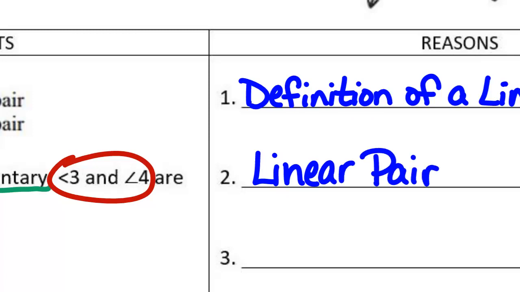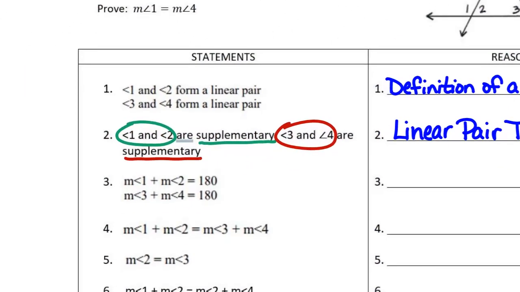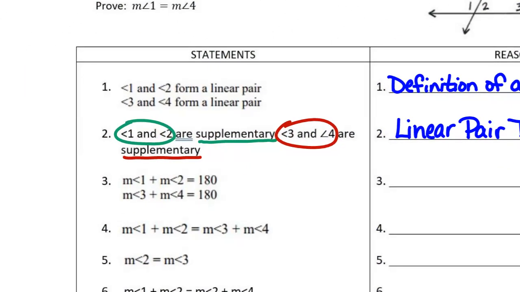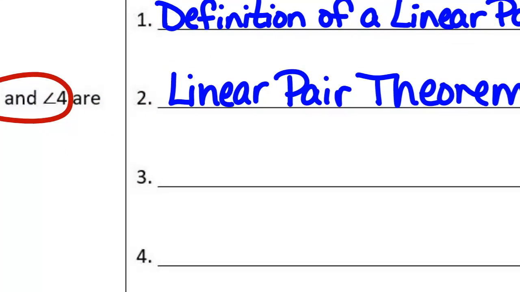What'd you say? Means they add up to 180. And that gets us to our very next statement down here. We know that angle 1 and angle 2 are supplementary. So why am I allowed to say that that means they add up to 180? In statement number 2, all we knew about them was that they were supplementary. Why can I say that means they add up to 180? Definition of supplementary angles.